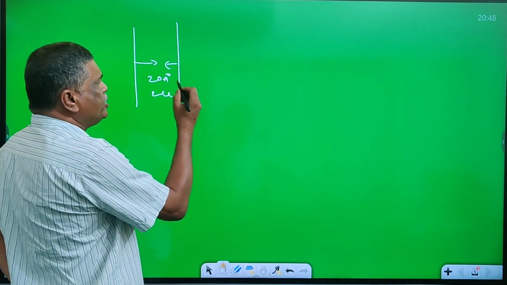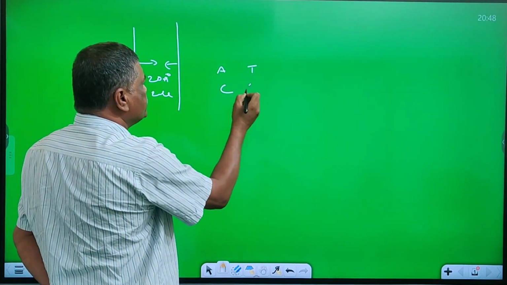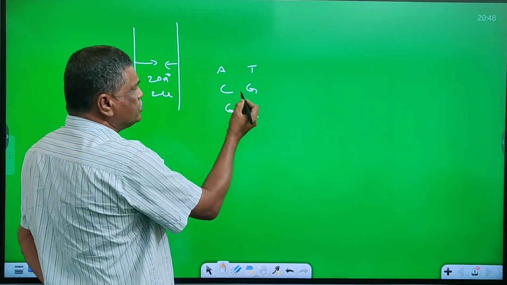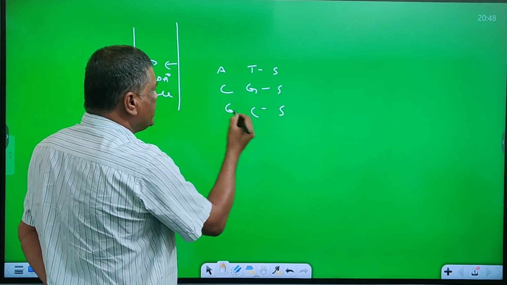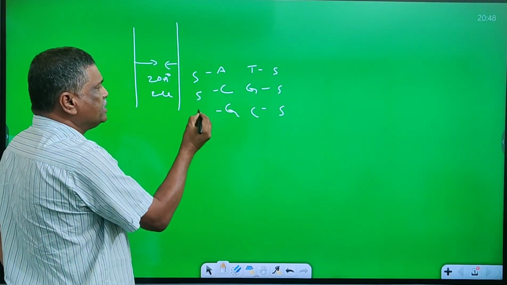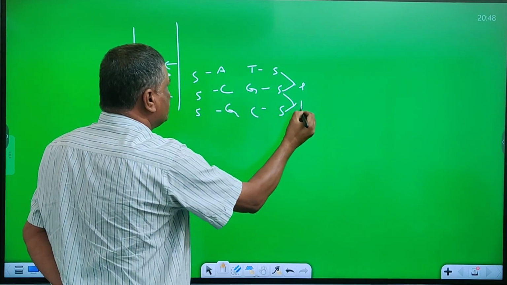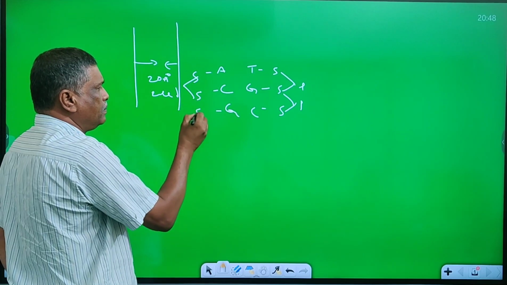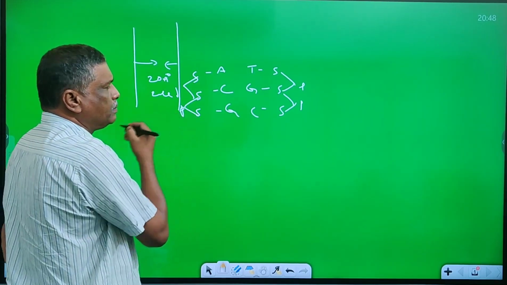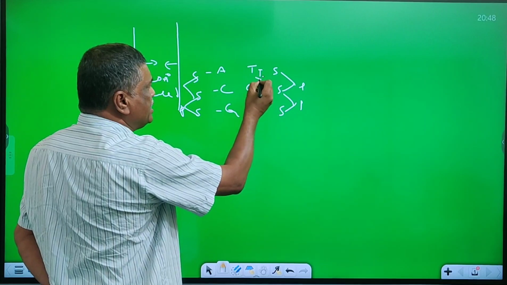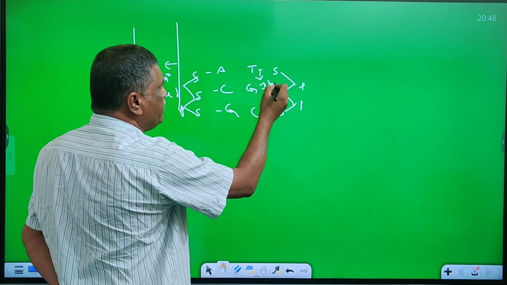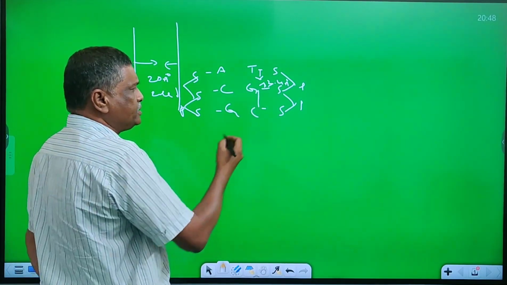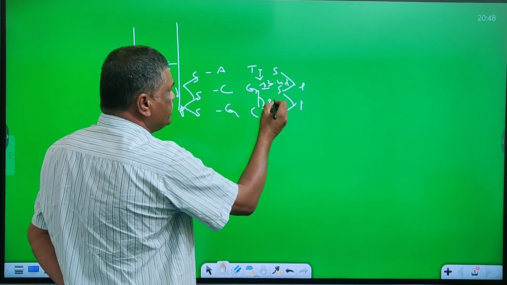Then in DNA, nucleotides are there. A bonds with T, C bonds with G, G bonds with C, like this. In between any 2 orderly nucleotides, the length is 3.4 angstroms. And in between any 2 orderly nucleotides, the angle is 36 degrees.